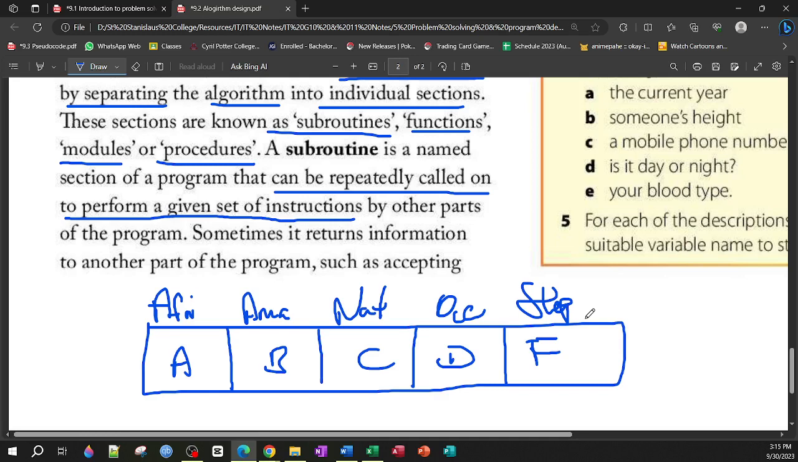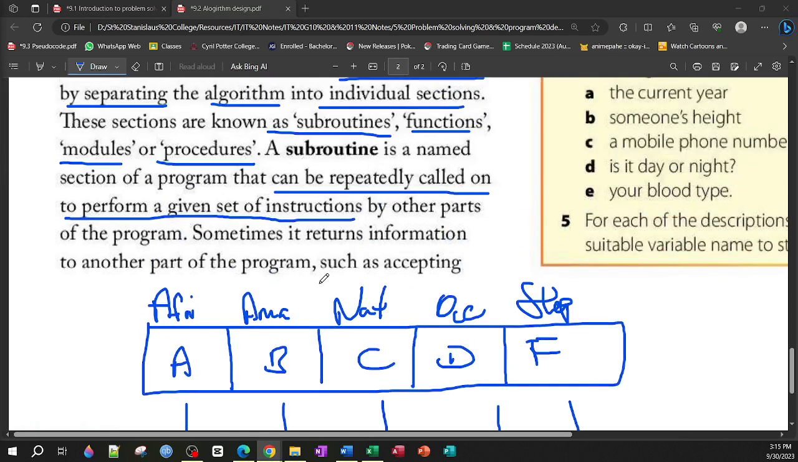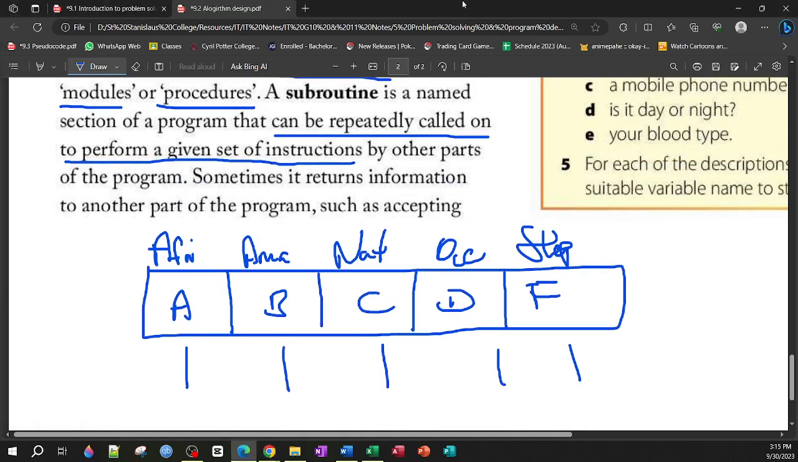Each person will perfect his part, ensure it is working, and then they come together and join the program together. That's how programming works today. Because each part should be able to work on its own. Africo's part should be able to work on its own, and so should Amlina's, Nathan's, Oceano's, and Stephanie's. All the parts should be able to work individually. So when you join them together, you get a whole program. So that's one reason why we break it up into parts.